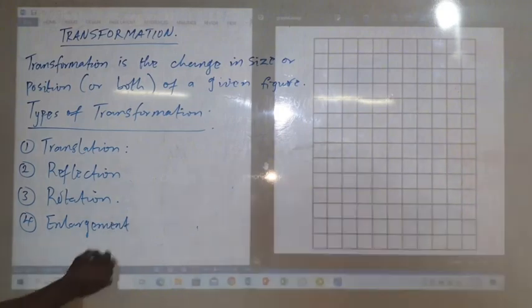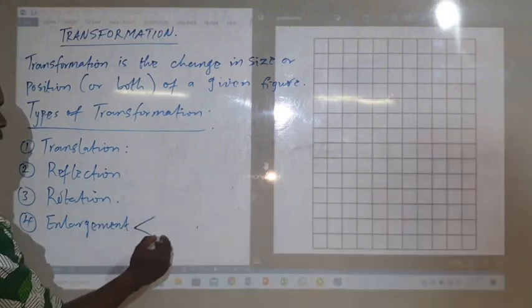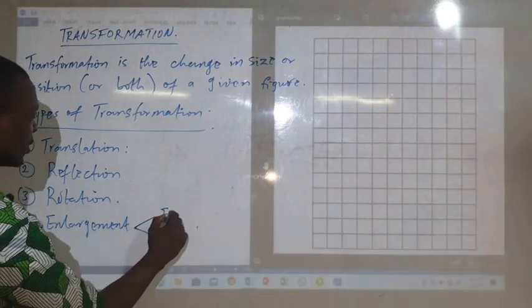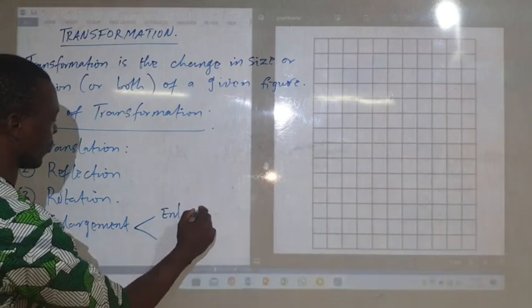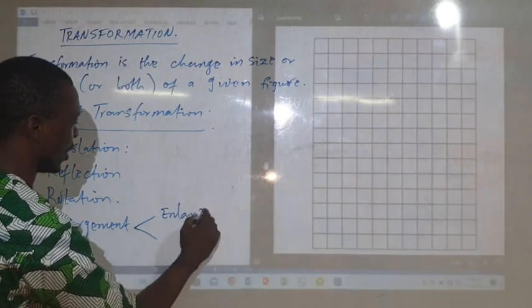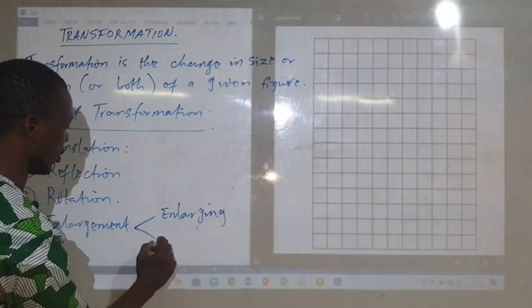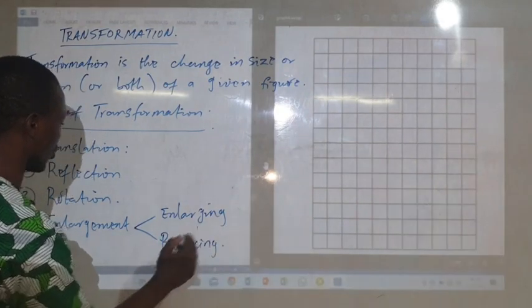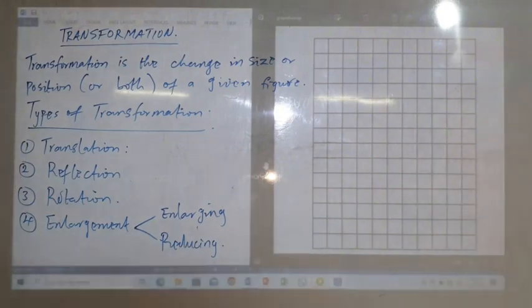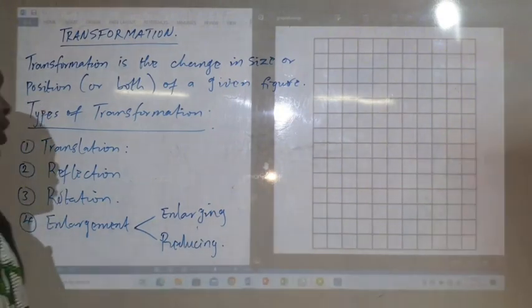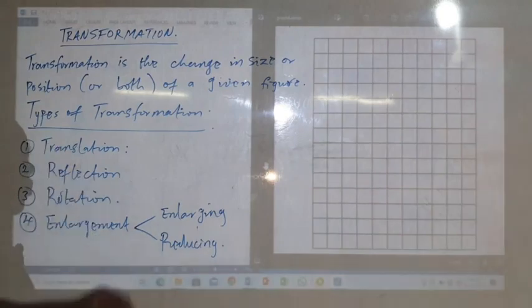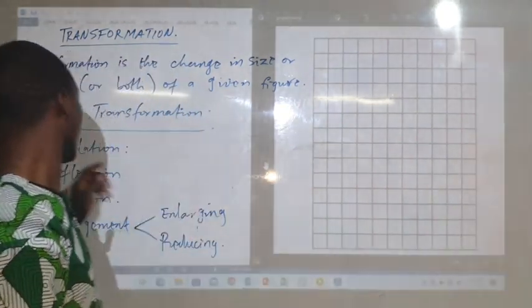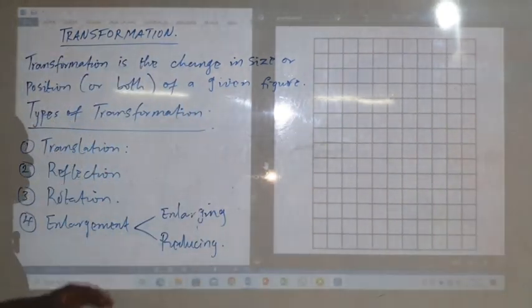Under this enlargement, this could be divided into two: enlarging the figure or reducing the figure. So that is that on the types of transformation. After this, we are going to take the first type of transformation, which is translation.